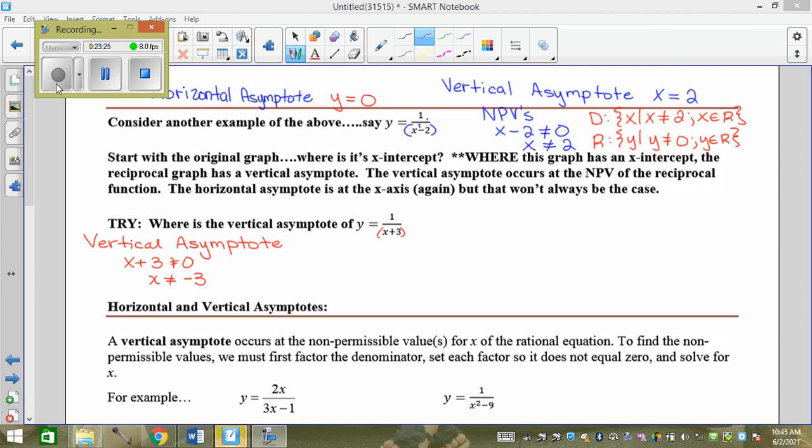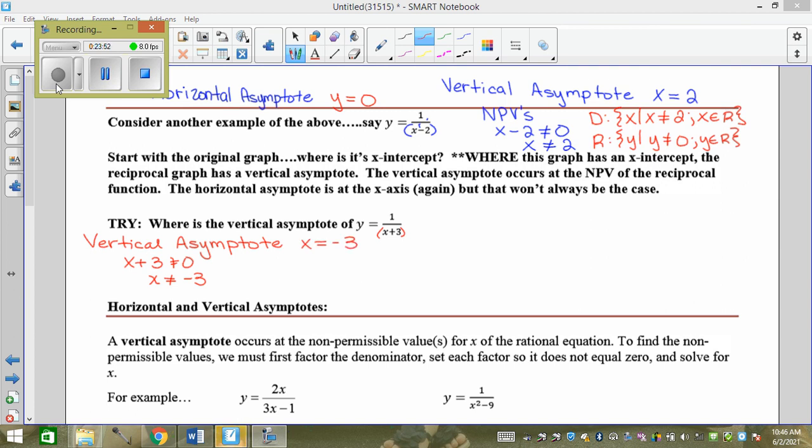Not equal to is the domain. My asymptote is equal to, because it's where that asymptote exists. Think of it, it's where the dashed line is. So it is where the graph does not exist, that's true. So if I asked you, is the asymptote where the graph exists or doesn't exist, you'd say does not exist. But you have to put equal to, because that asymptote is the dashed line where the graph doesn't exist. So my vertical asymptote is x equals negative 3.